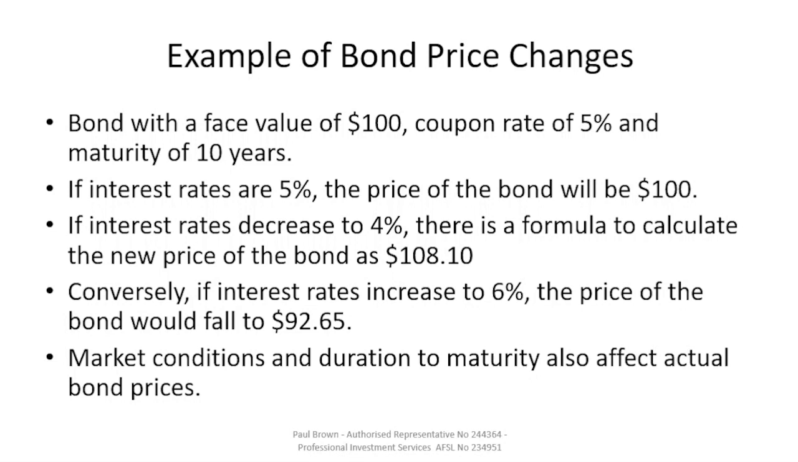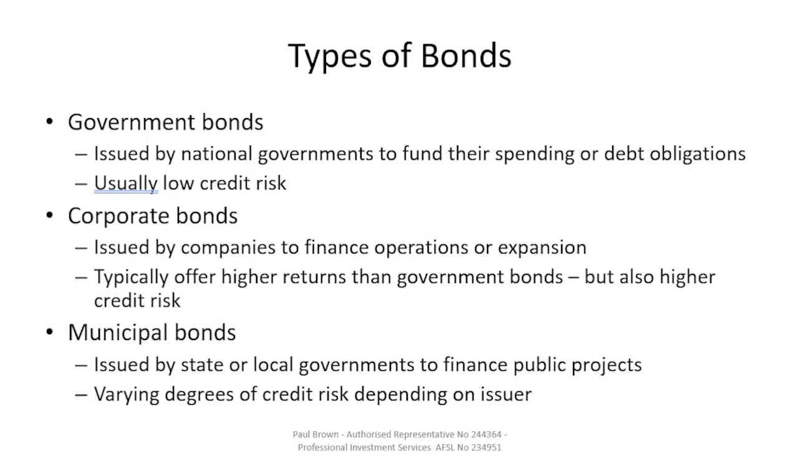Conversely, if interest rates increase to 6%, the price of the bond actually falls to, in this case on the formula, $92.65. So that's a formula, but there's also market conditions, and the duration to maturity also affects bond prices. But that's just to try and explain the inverse relationship between market interest rates and bond prices.